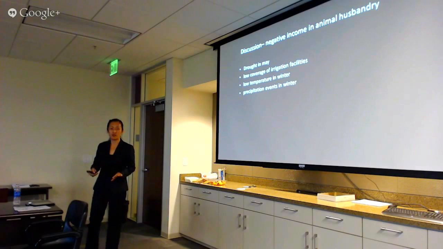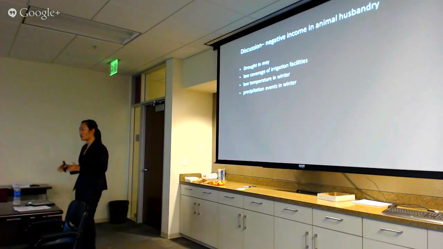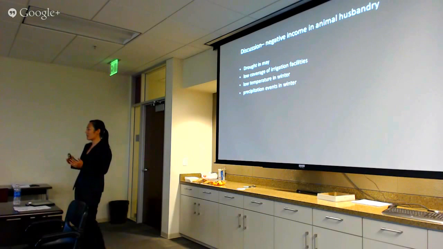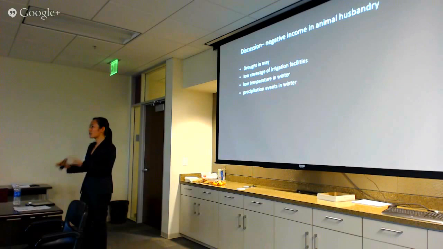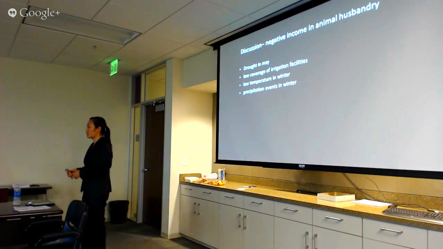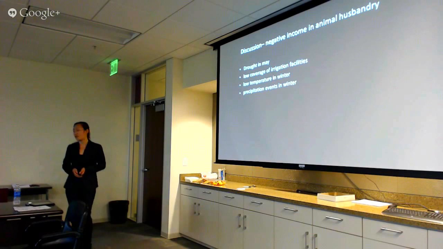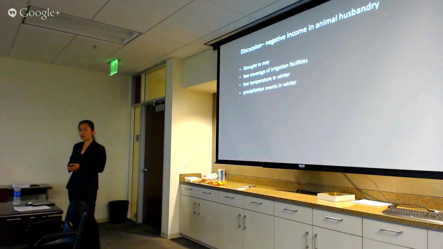And then there were actually three cold waves in the winter of 2009, accompanied by precipitation events, which in that case means very heavy snow. So the snow covered the grass, and then the low temperature froze the snow. So when the livestock went up to graze, they could not really reach the grass. So that's why a lot of the livestock grazers lost money in 2009. And this was also confirmed during our interviews with the households.